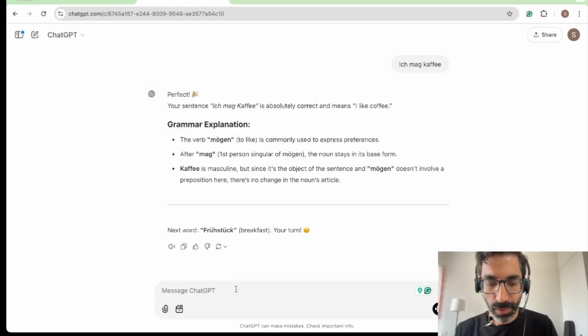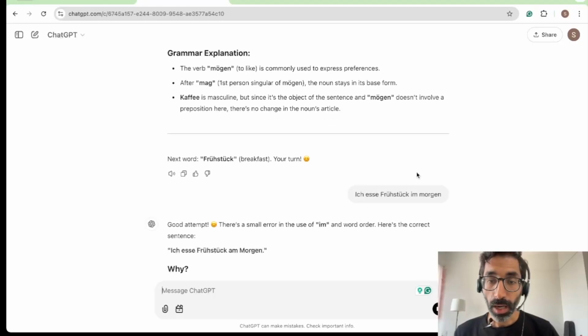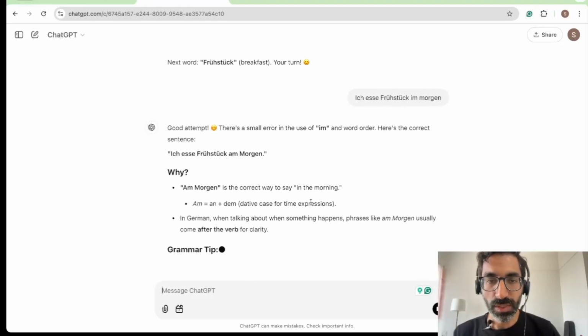Let's see if this kind of sentence makes sense. Again, it says it's a good attempt, but there is a mistake. Let's see what the mistake is.